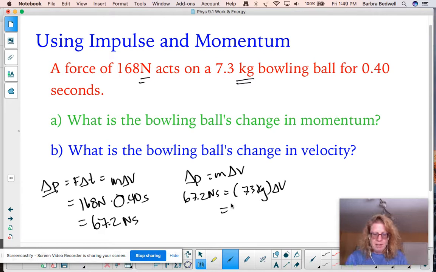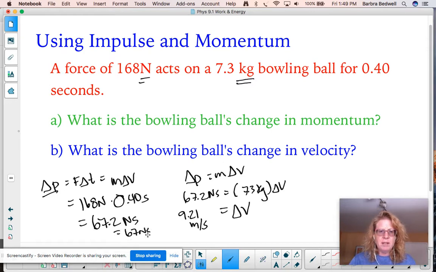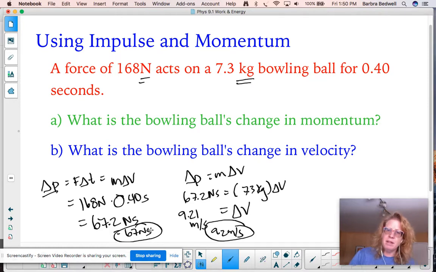So again, math: 67.2 divided by 7.3. In this case, our delta v, the change in velocity, is 9.21 meters per second. It's considered positive because I'm applying a force to it, so I'm accelerating it, speeding it up. Looking at my problem, I should only have 2 sig figs. So this one should be 67 Newton seconds, and this one should be 9.2 meters per second. There you go. The math on these is not very difficult at all.